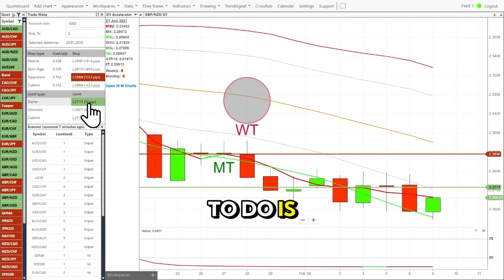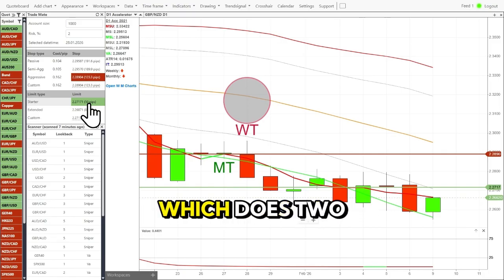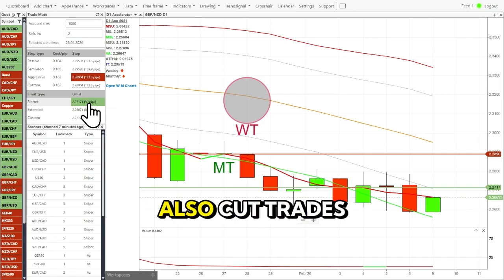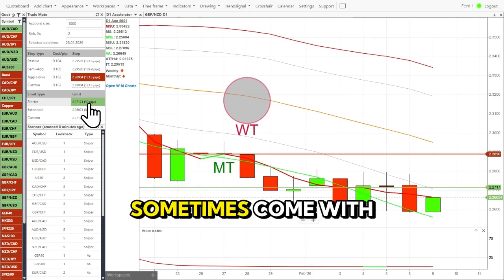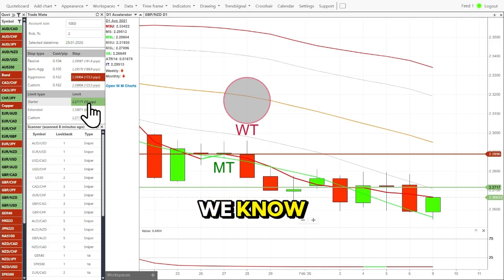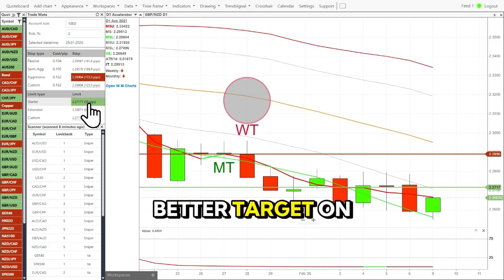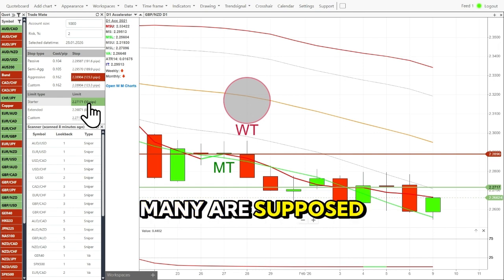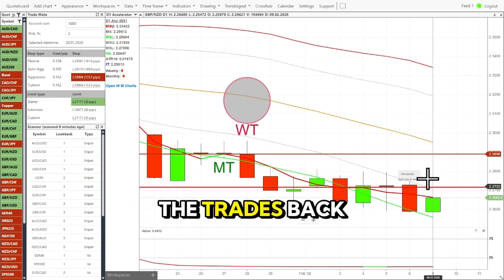So what we like to do is teach you to manage these trades, which does two things. Number one, it means that you can take the trades further to increase the profit, but you can also cut trades early if they don't perform the way you want them to, which can really help with the volatility that can sometimes come with that automated style of trading, as opposed to using a little bit of common sense. The way that we know whether it's worth going for a better target on this is just to go through all of the indicators presented on screen and see how many, I suppose, streams are pushing the trades back.